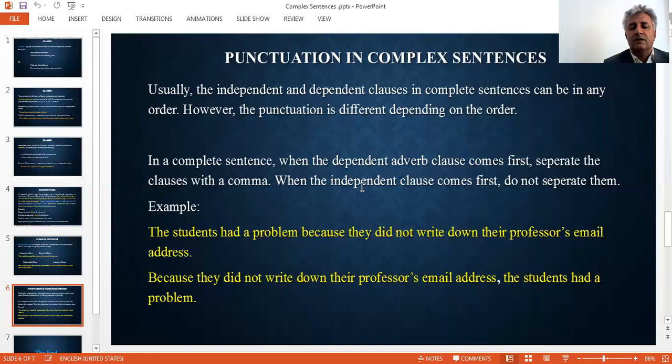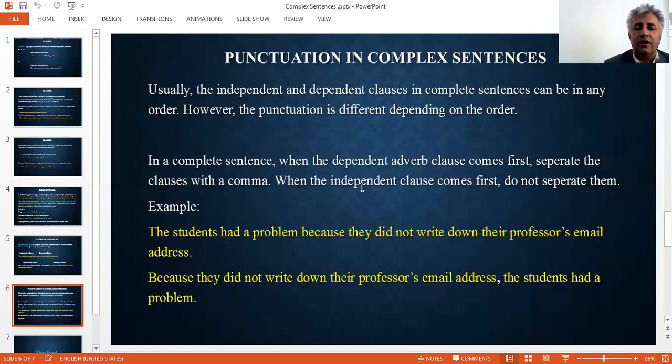As you see, in the sentences in yellow, there is a difference between them. In the first one, the order is different from the second one. In the first sentence, we have used the independent clause at the beginning and then the dependent clause. And we don't need a comma to separate them. But for the second sentence, we have used the dependent clause before the independent one, and we have used a comma to separate them.